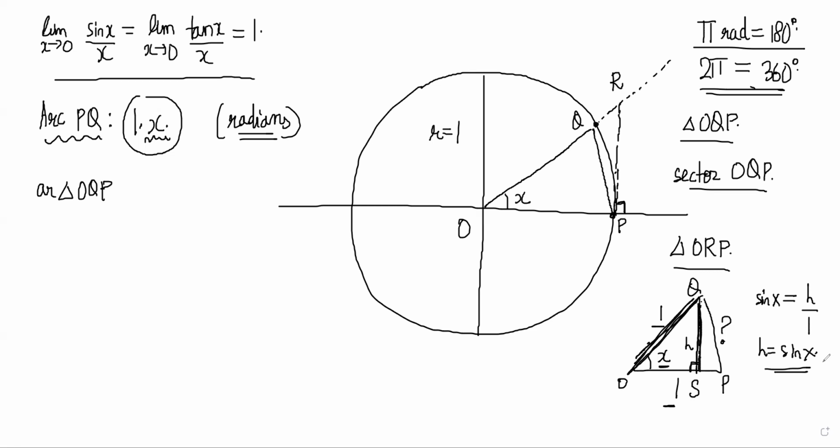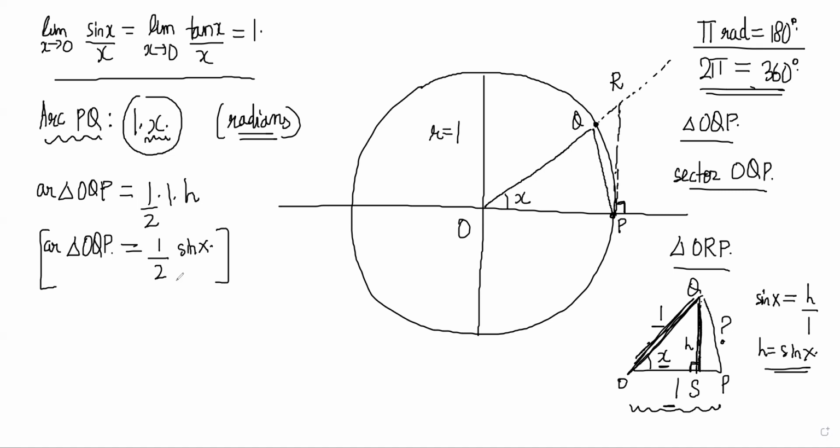So therefore, area of the triangle will be half into base into height. So half into 1 into height, right? Yes, sir. Base is my OP, right? Yes, sir. Area is half into sine x. Do you understand? Yes, sir.